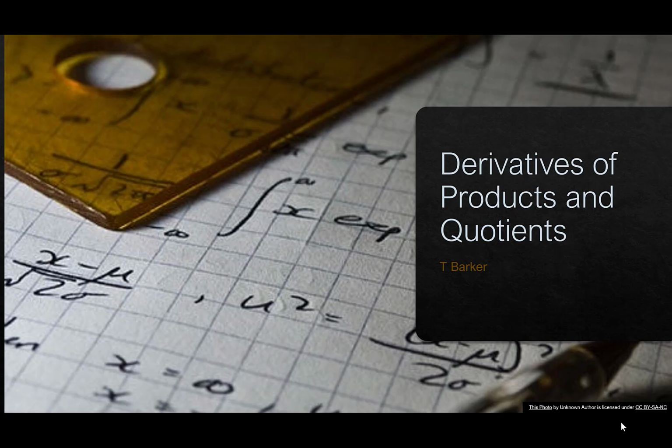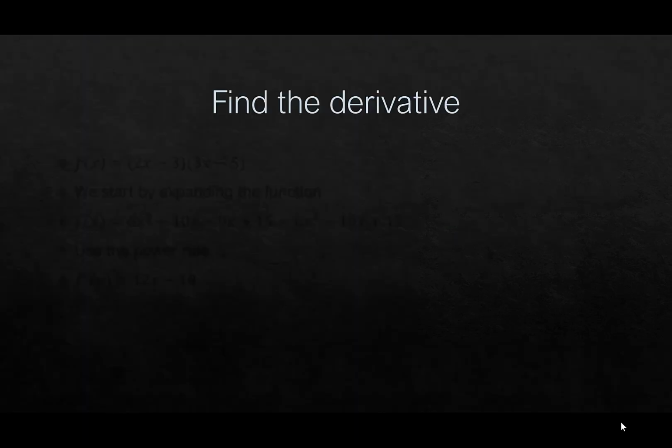Hi everyone, today we'll do the derivatives of products and quotients. Let's start with finding a derivative. Given f of x equals 2x minus 3 times 3x minus 5.